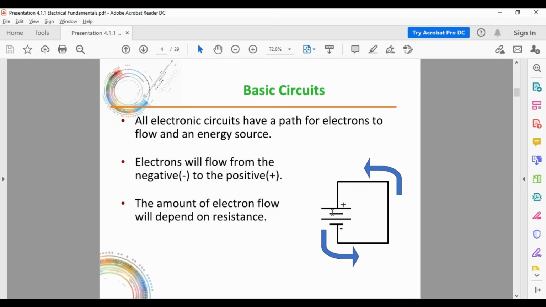If you remember back in that lesson from thermo, heat always goes from the source to the sink. Positive means that there are fewer electrons, and negative means that there are too many electrons, or an abundance of electrons. So the electrons will always go from the negative, because there's more of them, towards the positive. The amount of electron flow will depend on resistance.